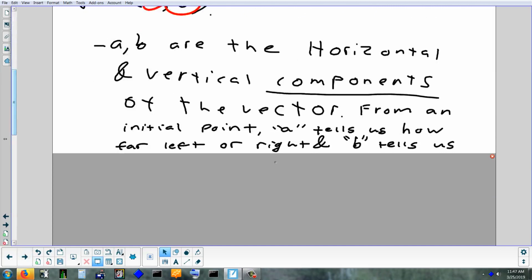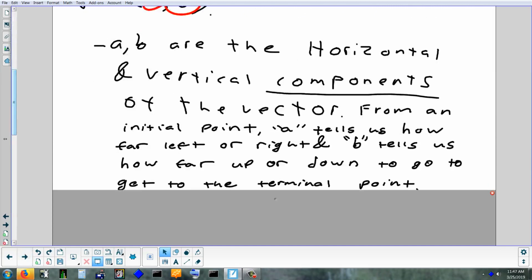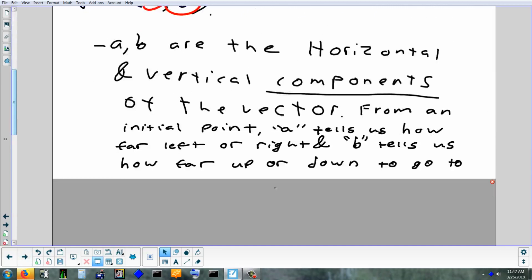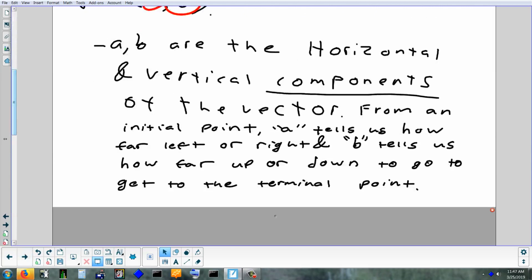A is the horizontal. If A is positive, you go right. If A is negative, you go left. Just like a coordinate. B is the vertical. If B is positive, you go up. If B is negative, you go down. Okay, so A and B are directions from the initial point to the terminal point.